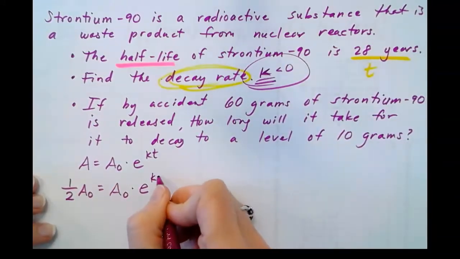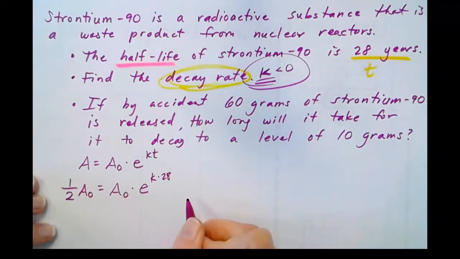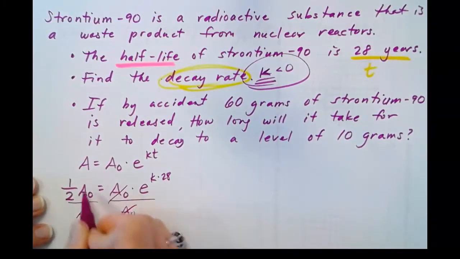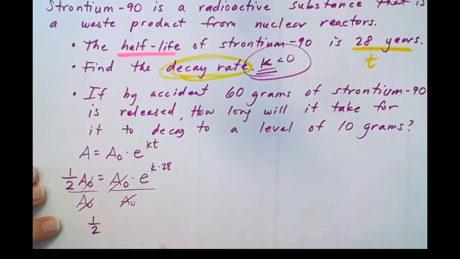T is 28 years. So this is the equation. And just like we've talked about in class, every single time, it's all going to cancel away, and the only thing that's going to remain is 1/2 because we're only going to be left with half of our initial amount. So 1/2 equals e to the 28k.